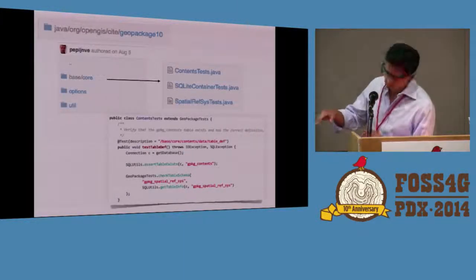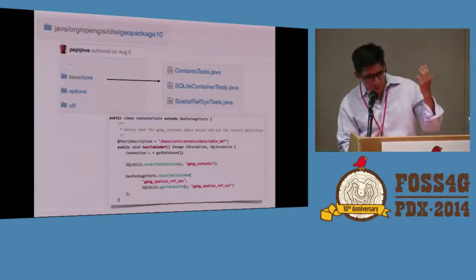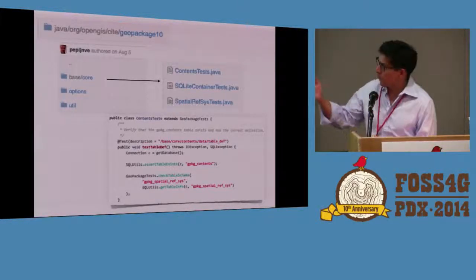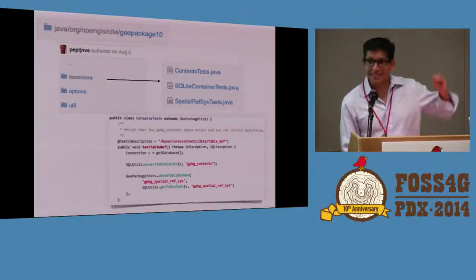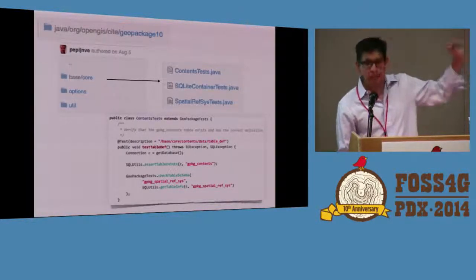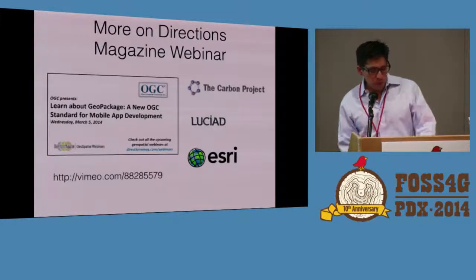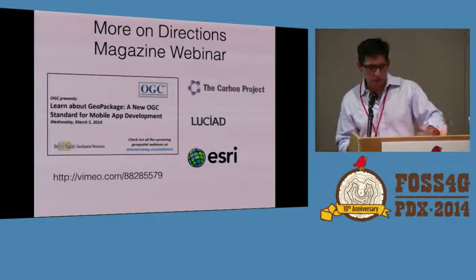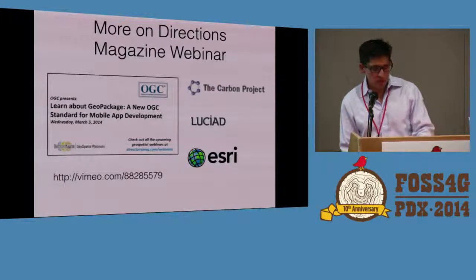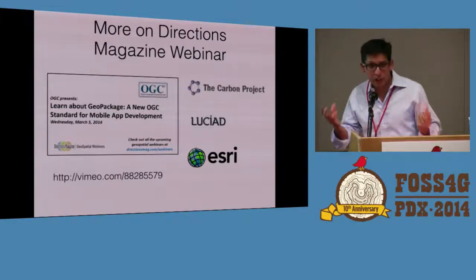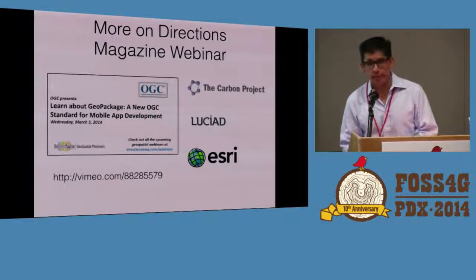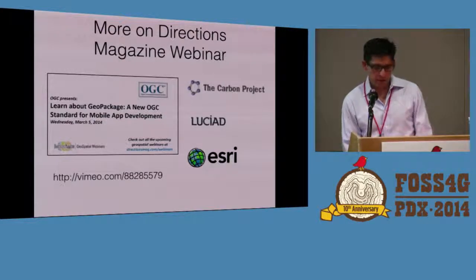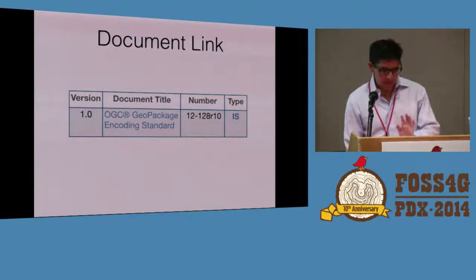So if you look, you will see that it has the Maven structure, and then you will get to the actual code that implements the abstract test suite that I talked about. So if you want to learn more, I will make these available. I will tweet about them in an hour or so, and you will have all the slides available. FOSS, I think, will have them pretty soon. But there is a nice webinar that shows how Carbon Project, Luciad, and Esri are now implementing GeoPackage. So it's very cool. And this is the document link, and this is the spec number.